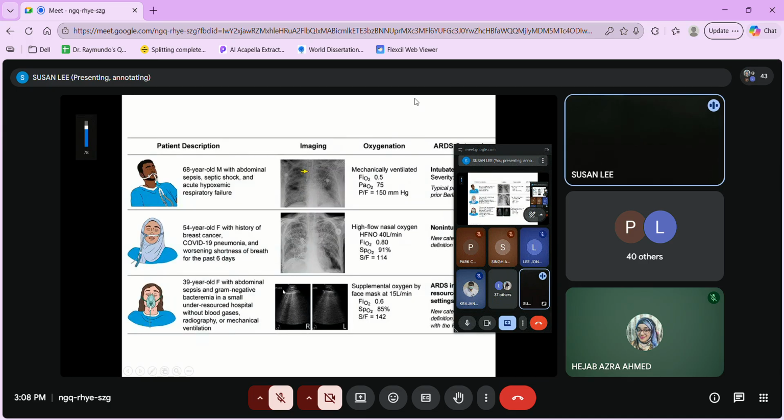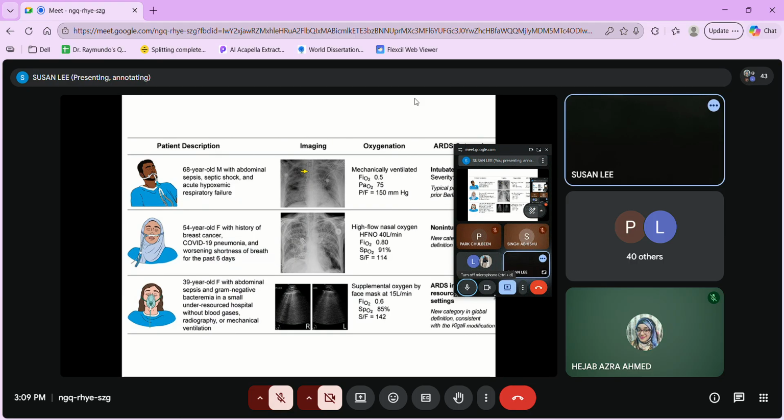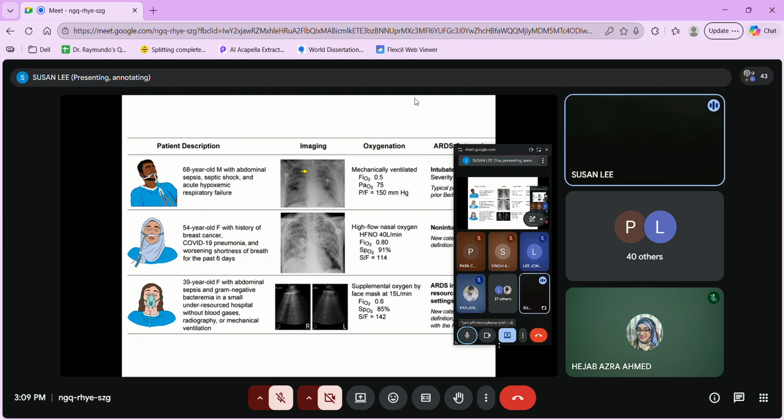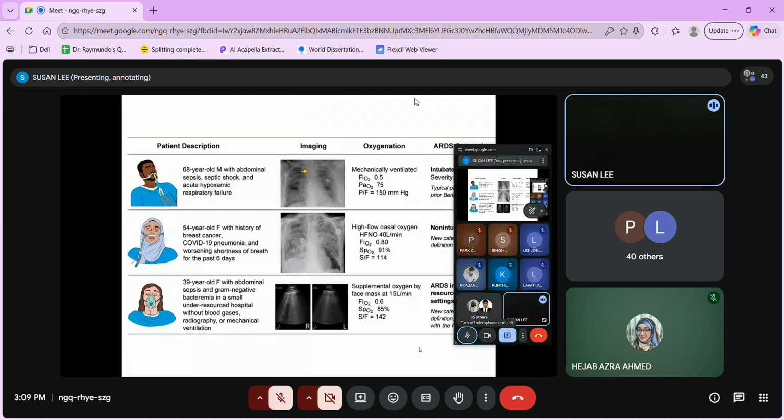While using a face mask with supplemental oxygen, you can also use the new category even if the patient is not mechanically ventilated, if you are in a resource-limited area. So that is your new definition for ARDS. Of course, this would still need further study for use of this form of ARDS.